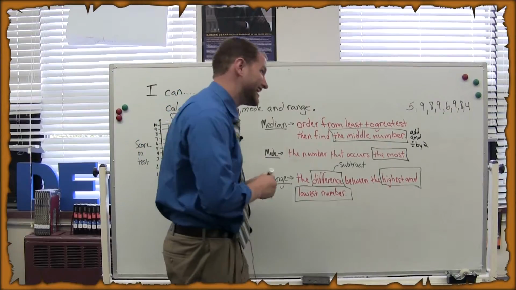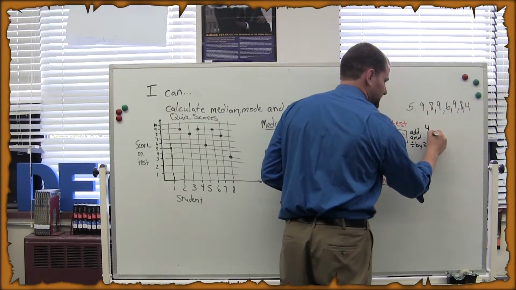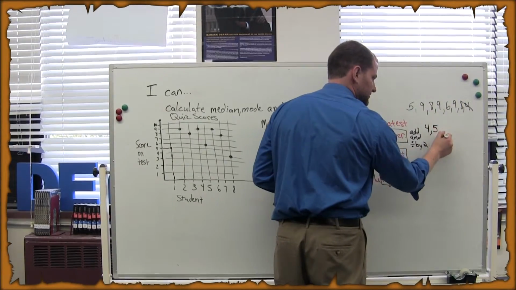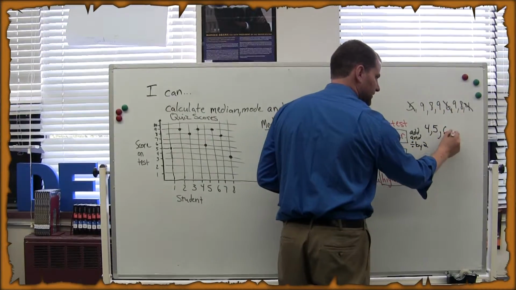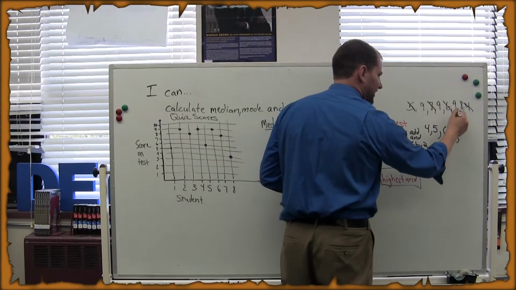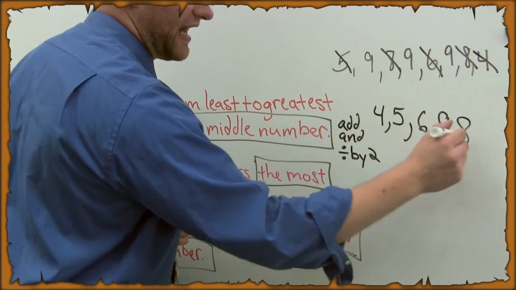So we go ahead, we take them, we put them in order from least to greatest. I put my 4 down first. Then I see my 5 is the next. Go to my 6, 8, and then another 8. And then I have 3 9s.